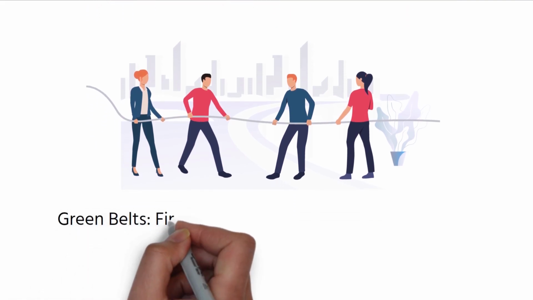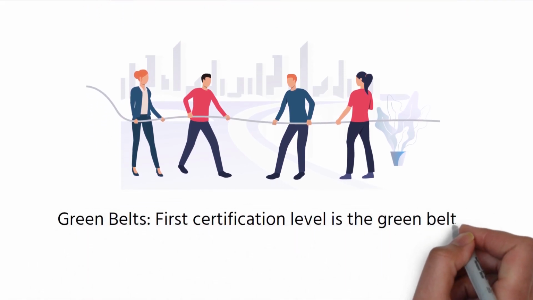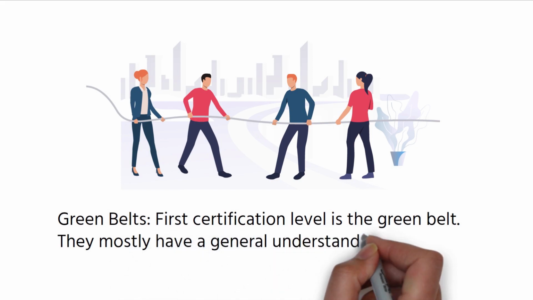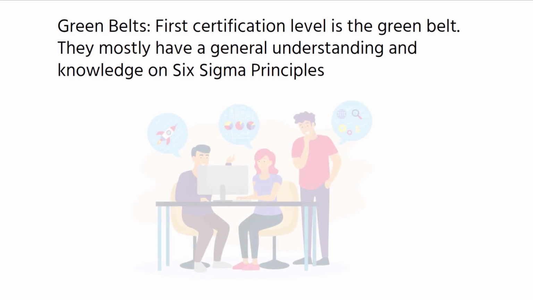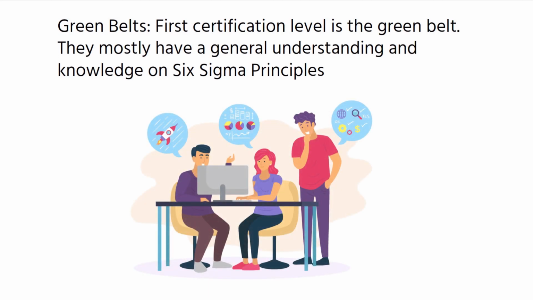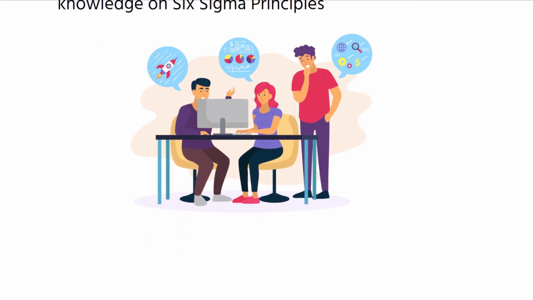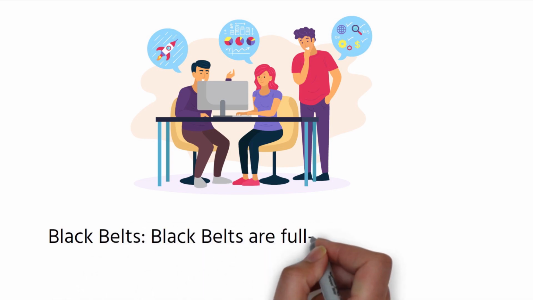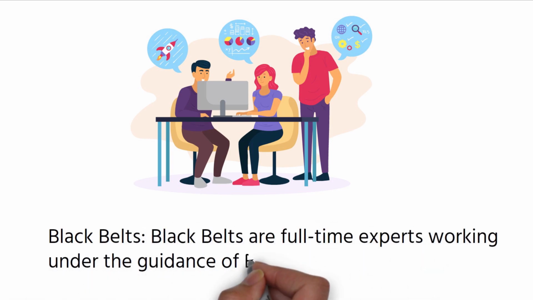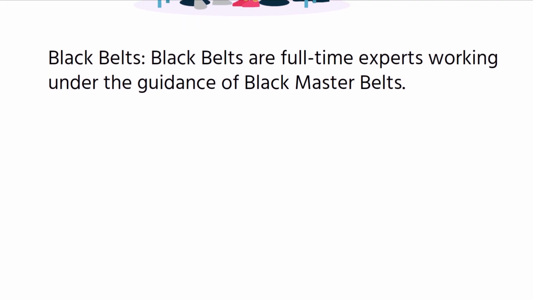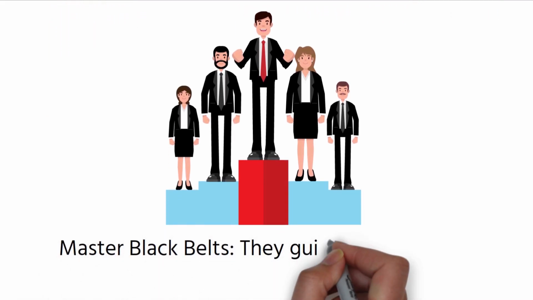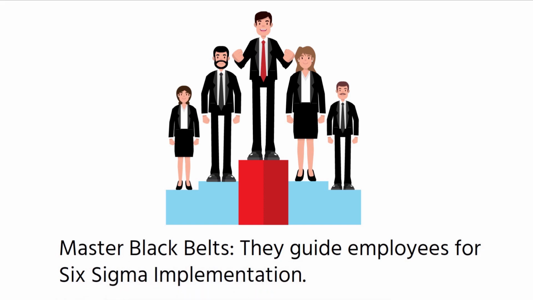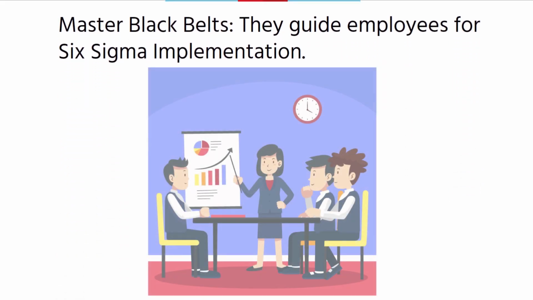Green Belts: the first certification level is the Green Belt. They mostly have a general understanding and knowledge of Six Sigma principles. They participate in Six Sigma projects as part-time employees. Black Belts are full-time experts working under the guidance of Master Black Belts. They are experienced team leaders. Master Black Belts guide employees for Six Sigma implementation. They work with upper management in close cooperation.